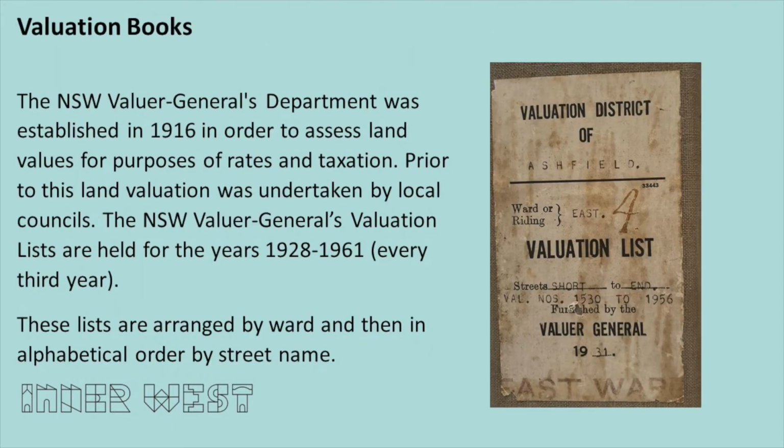Valuation books. The New South Wales Valuer General's Department was established in 1916 in order to assess land values for the purposes of rates and taxation. Prior to this, land valuation was undertaken by local councils. The New South Wales Valuer General's valuation lists are held for the years 1928 to 1961 and are every 3 years. These lists are arranged by ward and then in alphabetical order by street name.